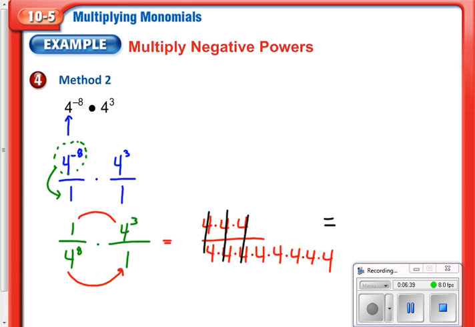So on the top there is a 1. On the bottom there is 1, 2, 3, 4, 5 fours, which would be 4 to the 5th power. And you can look back at the previous example, and that's what you ended up with as well. So 2 ways you can solve.